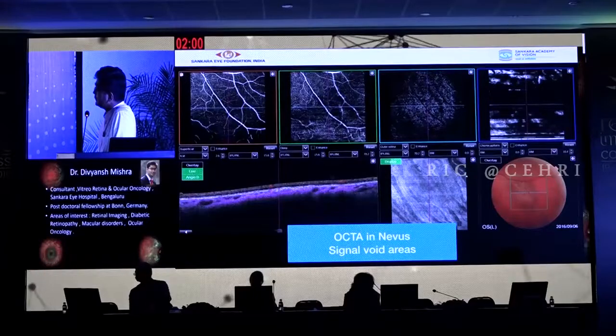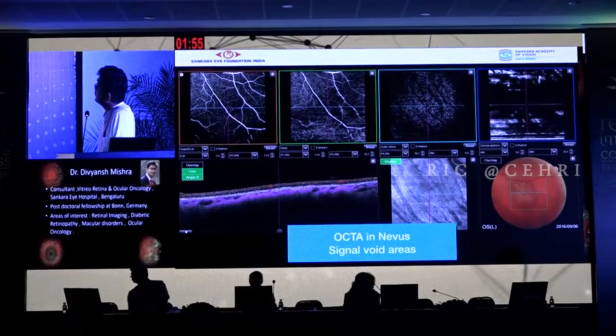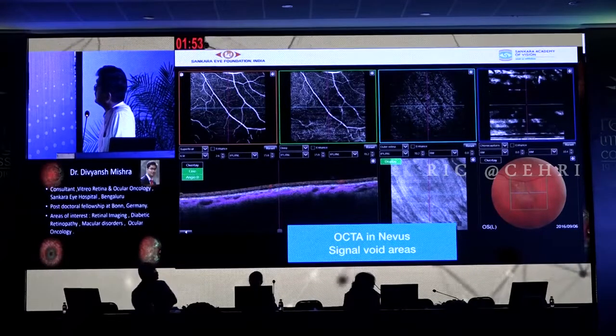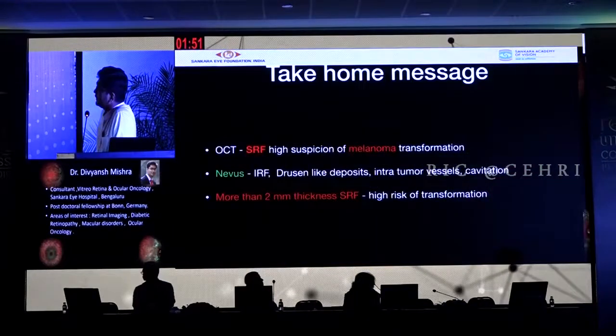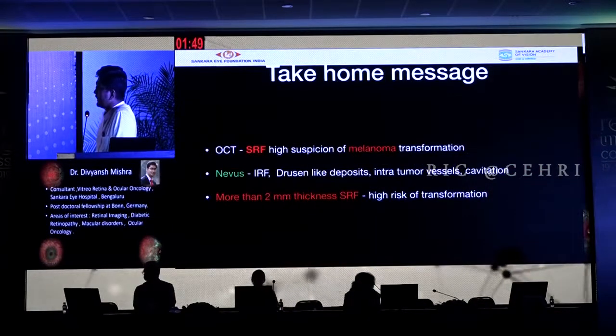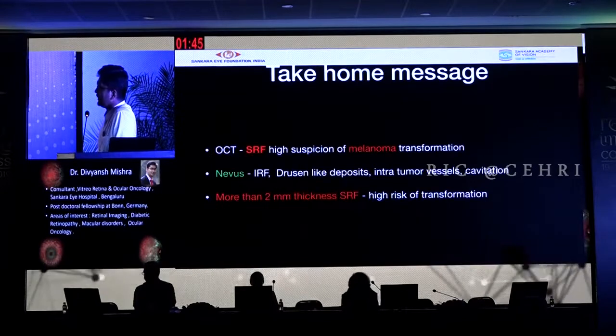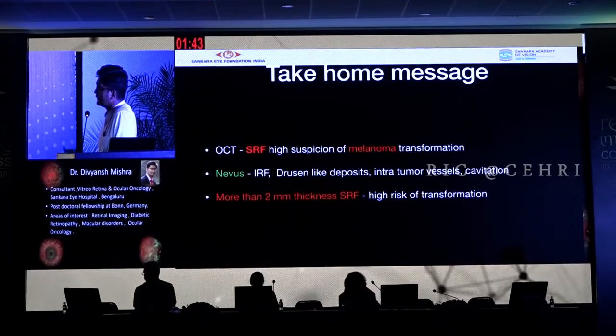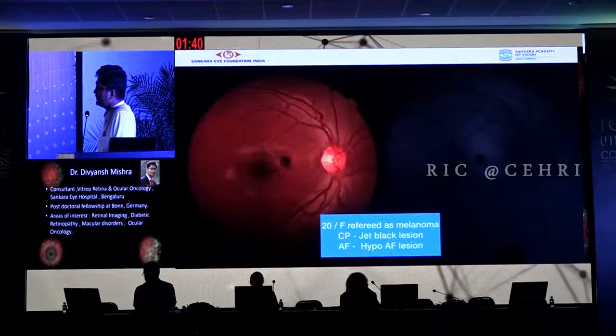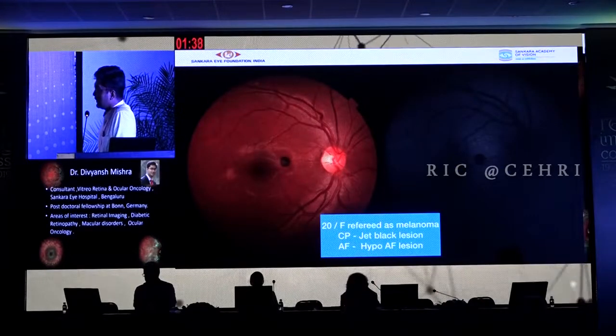OCTA for nevus has also been described, where it shows signal void areas. This has a lot of artifacts, but some kind of signal void area is seen in that. So the take home message is SRF is diagnostic or highly suspicious of melanoma. The drusen can have intraretinal fluid, schisis, or tumor vessels or cavitations, and the size is very important.